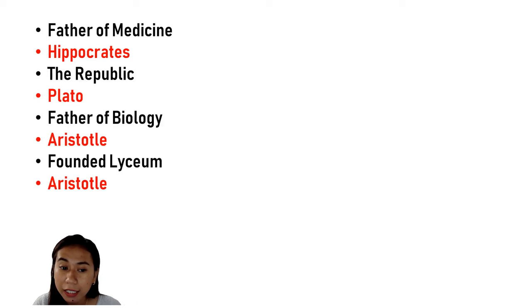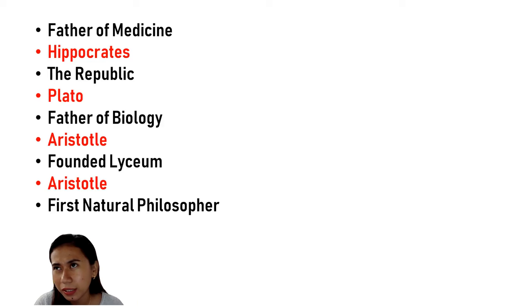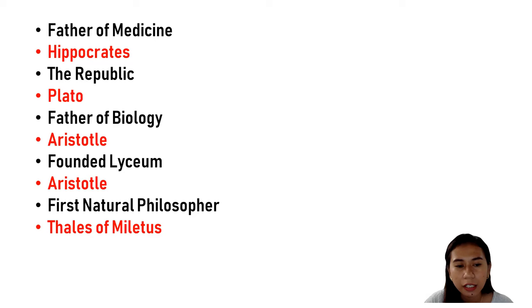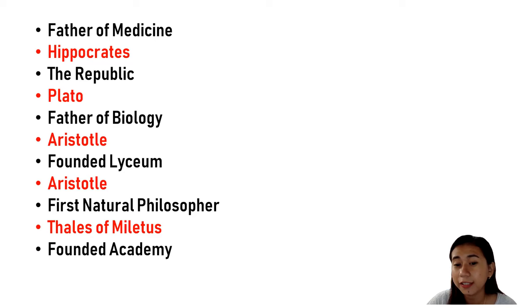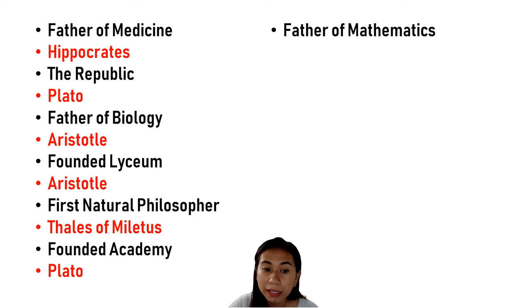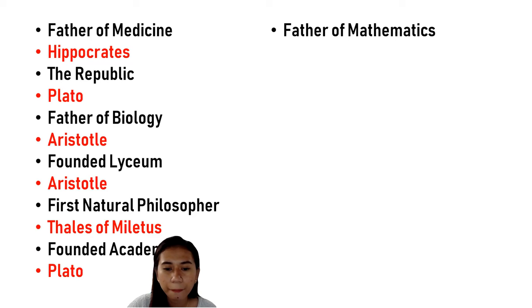Next, the first natural philosopher, or commonly known as the first scientist. We can call him the first scientist because he initiated looking at phenomena in a scientific perspective. That's Thales of Miletos. First natural philosopher. Now, who founded the Academy? Earlier, the Lyceum was Aristotle's; the Academy is Plato's. Next, who is the father of mathematics? Archimedes. He's the one who shouted Eureka, which means discovery. Alright? Next.